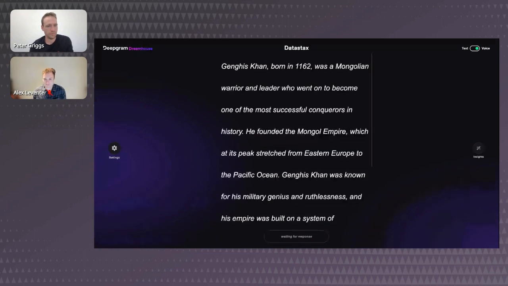Genghis Khan, born in 1162, was a Mongolian warrior and leader who went on to become one of the most successful conquerors in history. He founded the Mongol Empire, which at its peak stretched from Eastern Europe to the Pacific Ocean. Genghis Khan was known for his military ruthlessness, and his empire was built on a system of meritocracy and loyalty. He died in 1227, but his legacy lived on through his descendants, who continued to expand the empire for centuries to come.